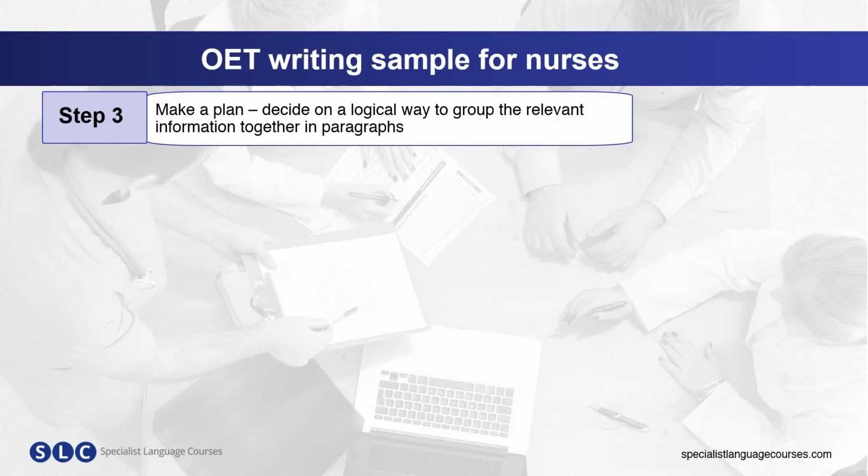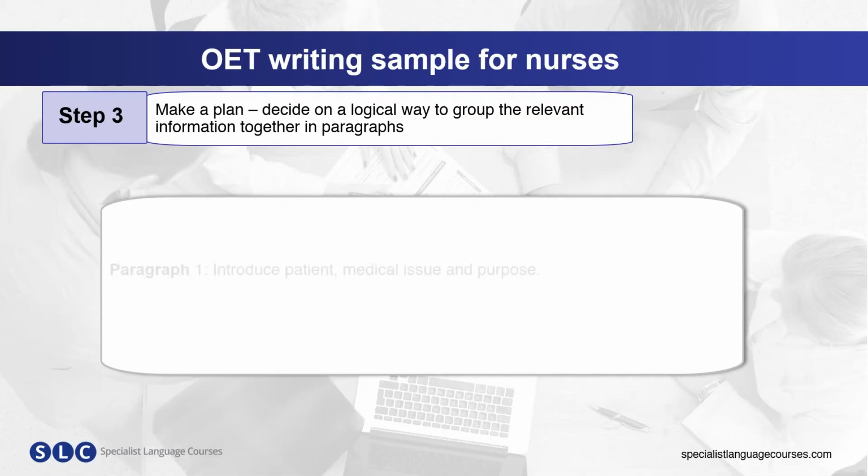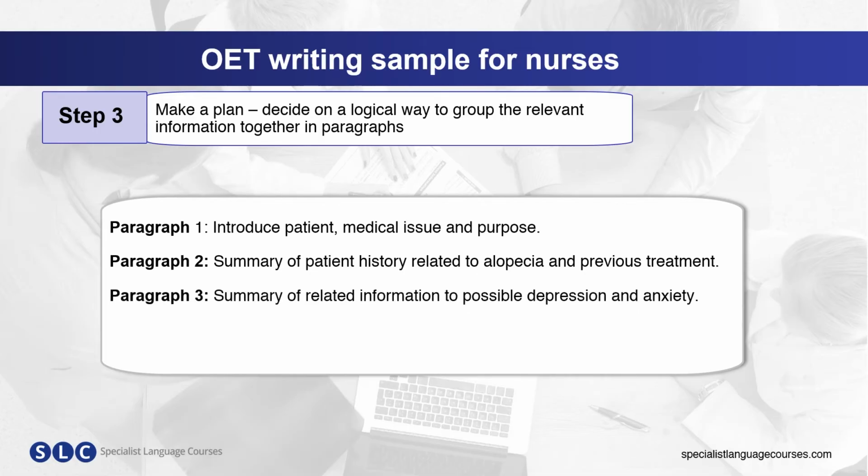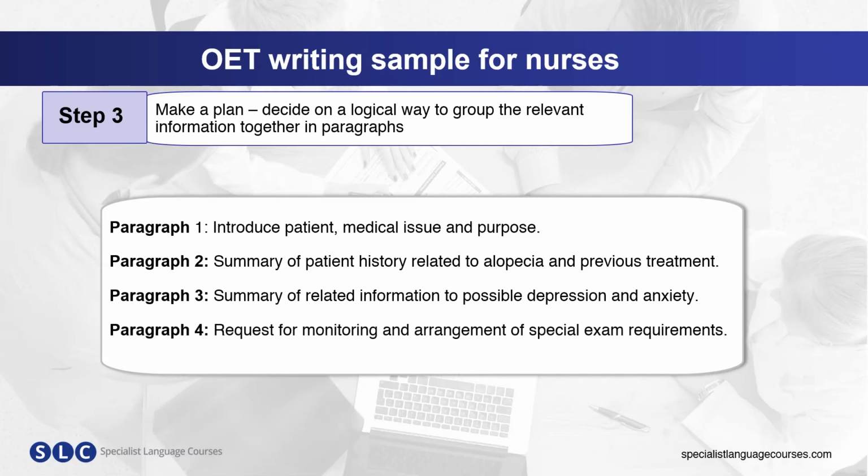So here we have an example plan for the Jake Peterson set of case notes. Paragraph 1. Introduce the patient, medical issue and purpose. Paragraph 2. Summary of patient history related to alopecia and previous treatment. Paragraph 3. Summary of related information to possible depression and anxiety. Paragraph 4. Request for monitoring and arrangement of special exam requirements.